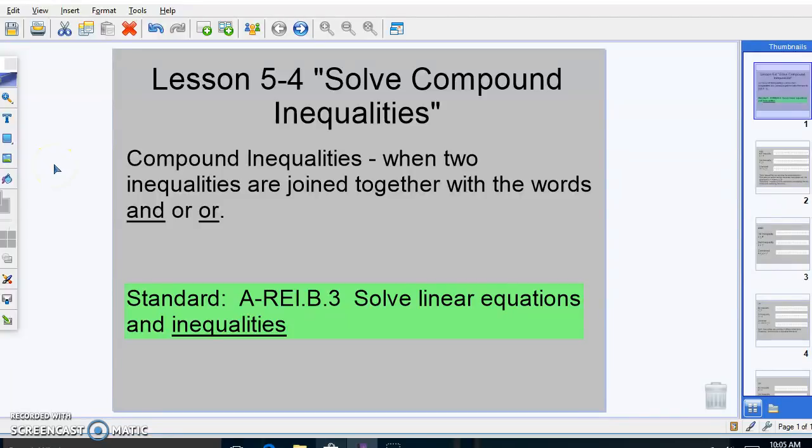Today we're going to begin lesson 5.4, which is solving compound inequalities. A compound inequality is when two inequalities are joined together with the use of the word "and" or the word "or." This standard is also the same standard as lessons 1 through 4, which cover solving linear equations and inequalities. However, our focus is more on the inequalities.